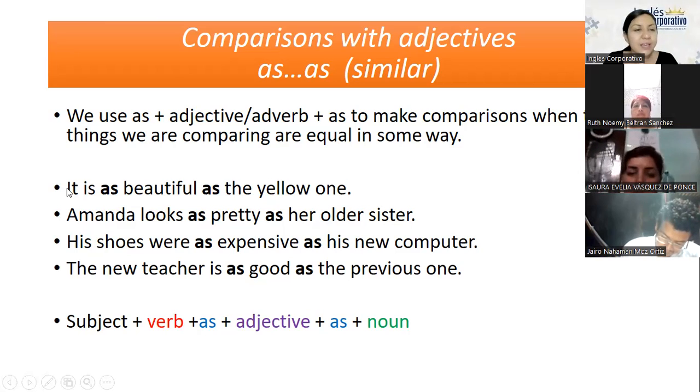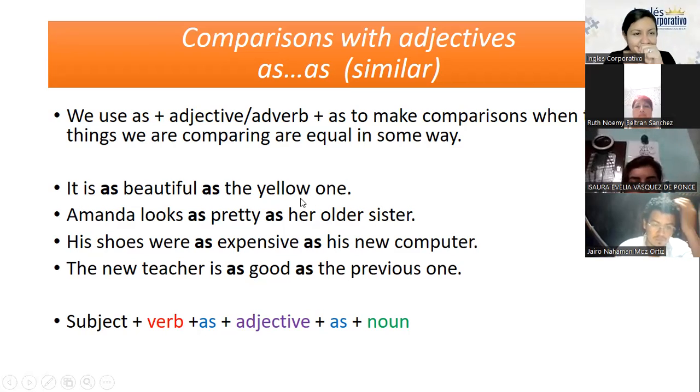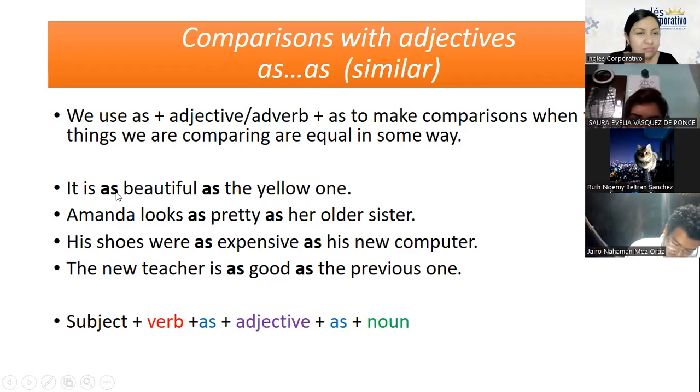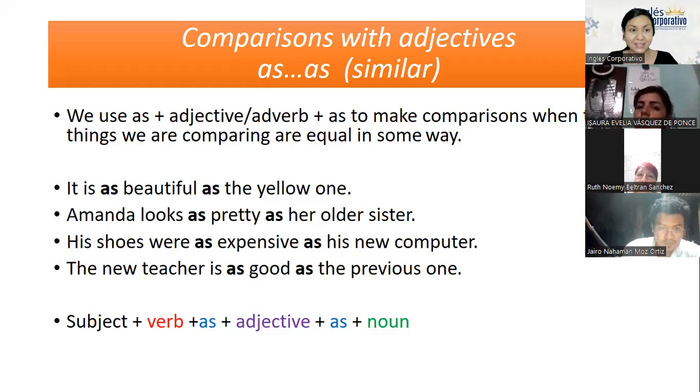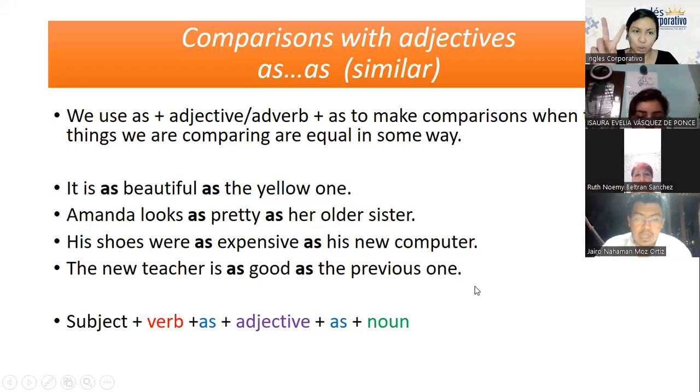Thank you. So when we say, for example, it is as beautiful as the yellow one, we want to say that it's the same. Both are beautiful. Amanda looks as pretty as her older sister. It means that Amanda and her sister are both pretty. His shoes were as expensive as his new computer. It means that the shoes and the computer were expensive. Imagine very expensive shoes, as expensive as a computer. The new teacher is as good as the previous teacher, means that two teachers are good. We want to say they are equal, the same.